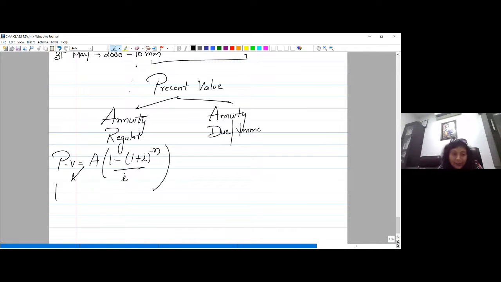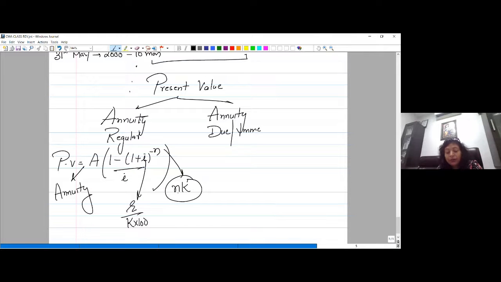Now A is your annuity, whatever the amount you are paying in installments. I is your rate of interest, which is equal to R upon K into 100. N is NK, meaning number of years into compounding, how many times you are paying in a year. If it's annually, then K is 1. If it's semi-annually, K is 2. Quarterly, K is 4. And monthly, K is 12. So this way you can find out the present value of annuity regular.